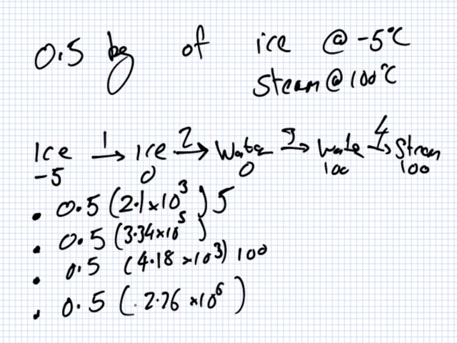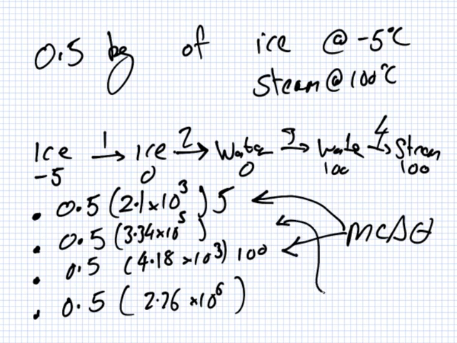How many marks? 4. So what went wrong for you? No, no. So what is mc delta theta? m is 0.5. What is c? It's different for each step. For those two steps, I use mc, and then for this step, ml. There are 4 steps.